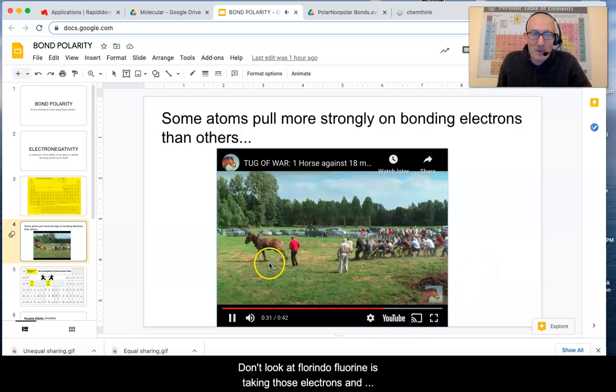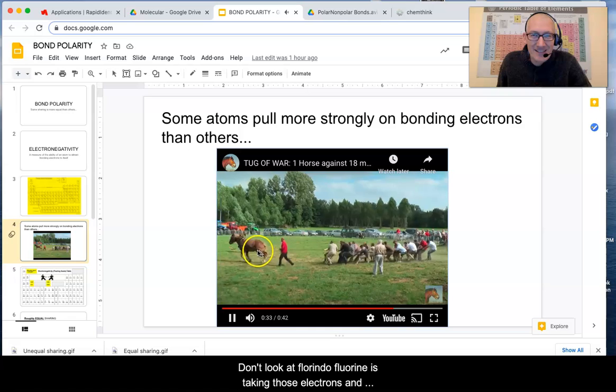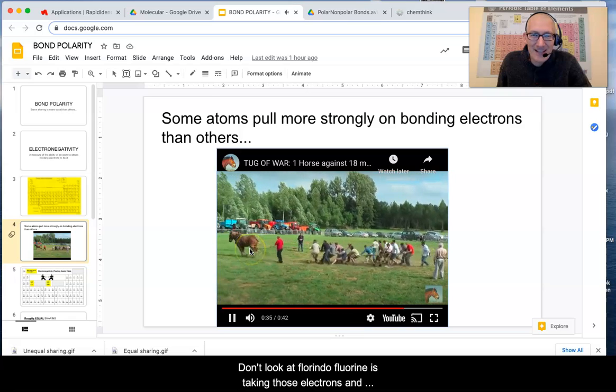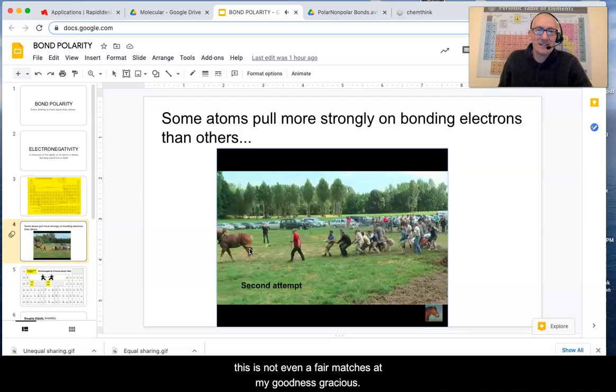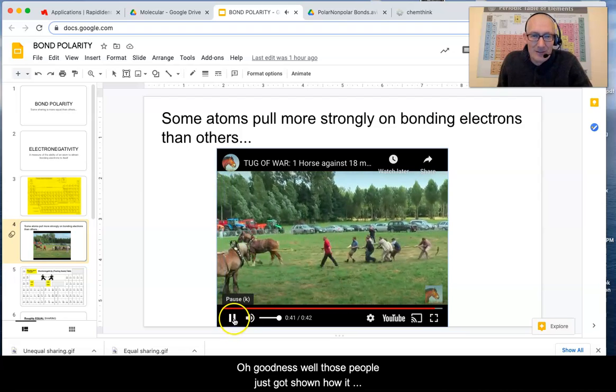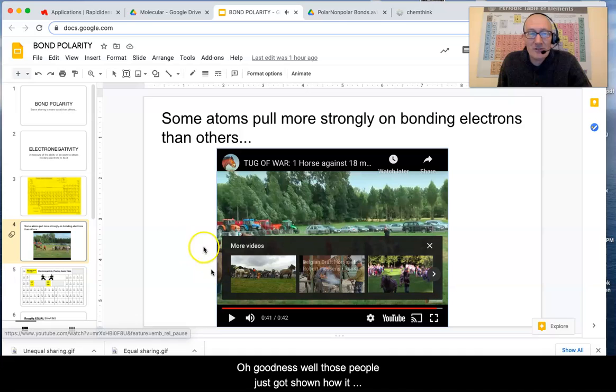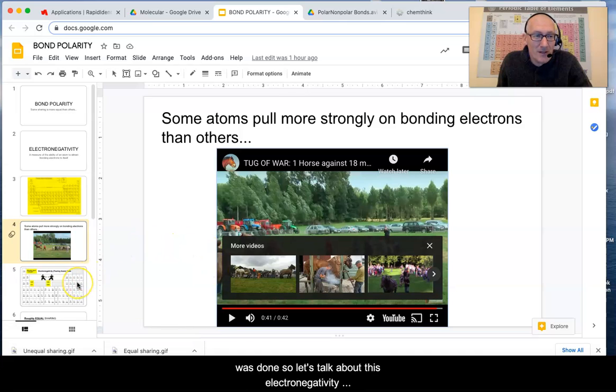So look at fluorine go. Fluorine is taking those electrons, and this is not even a fair match, is it? My goodness gracious. Well, those people just got shown how it was done. So let's talk about this.